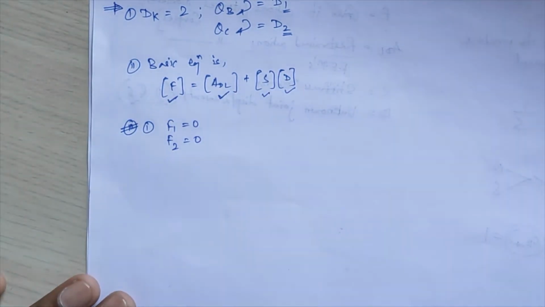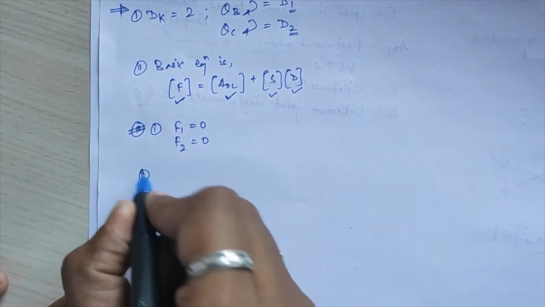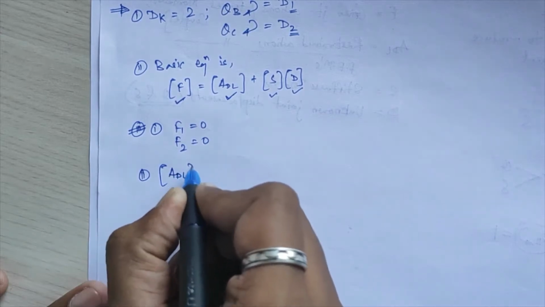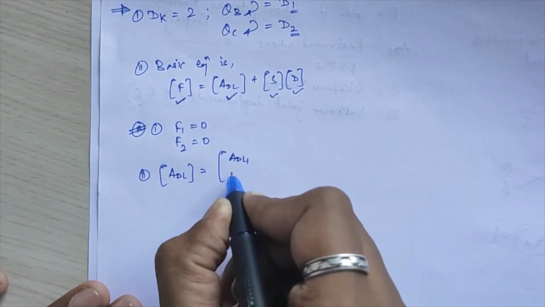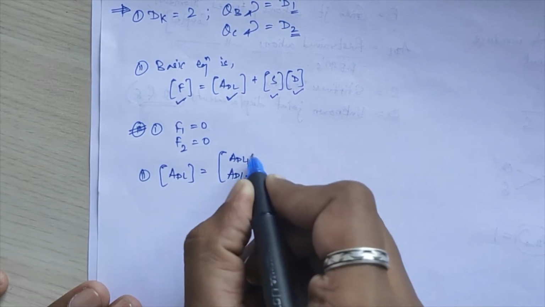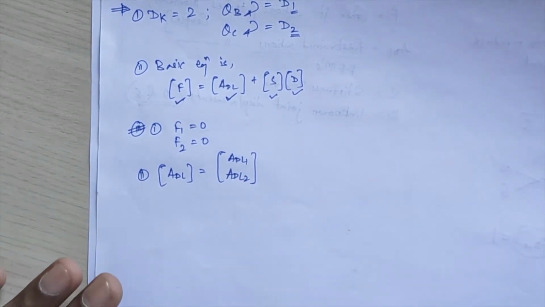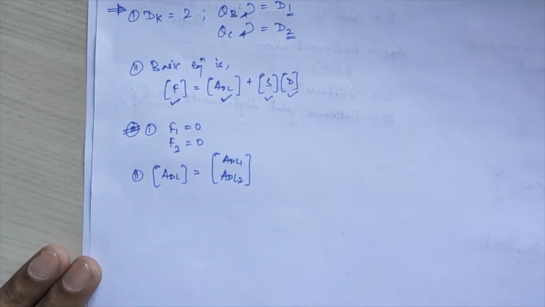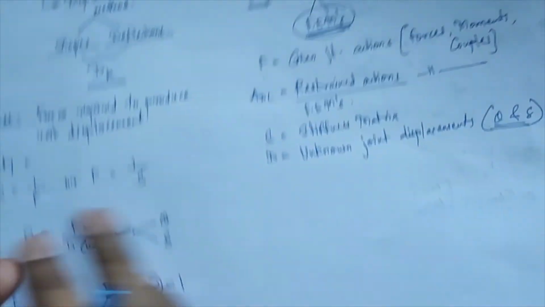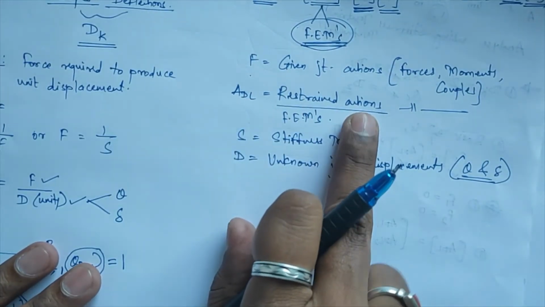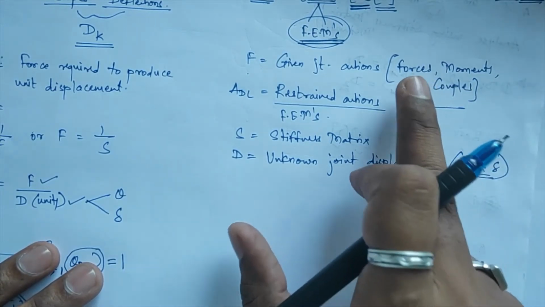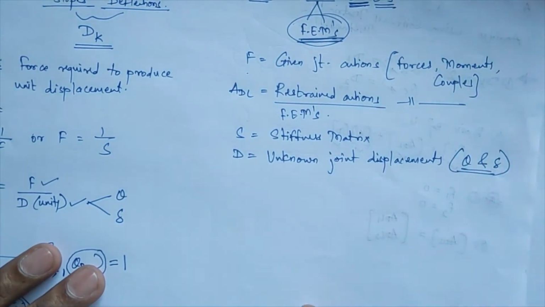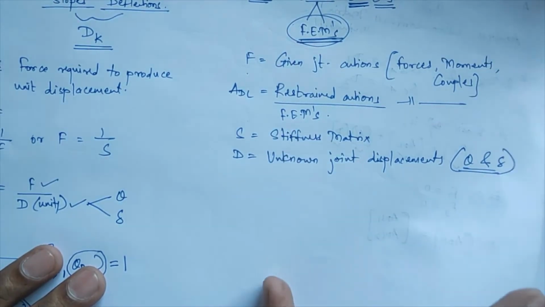Now we are having the ADL matrix. So second, we'll see the ADL matrix. For ADL you will be having these two values, ADL1 for the first coordinate and ADL2 for your second coordinate. Now, what is ADL? We have seen in our basic equation that ADL is the restraint action at your selected coordinates, whether you are having forces, moments or couples acting there. That is, you have to calculate the fixed end moment.